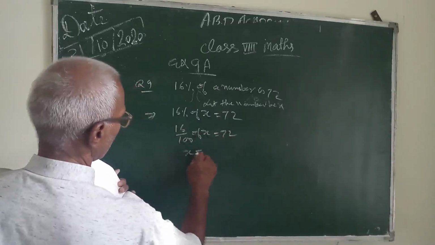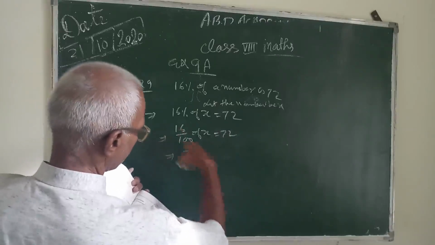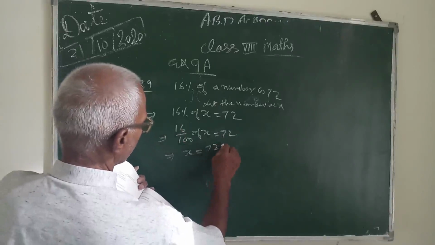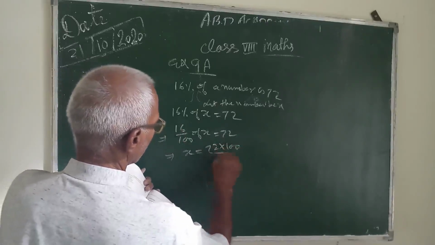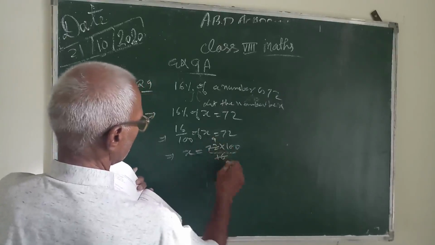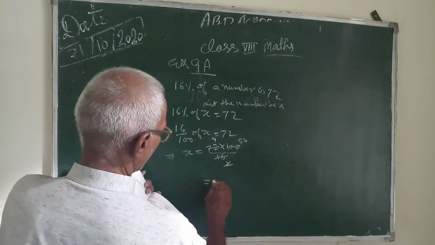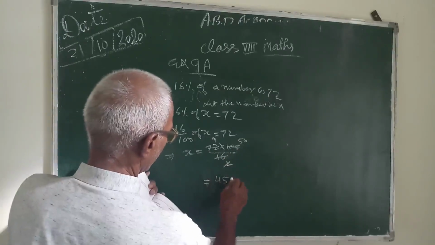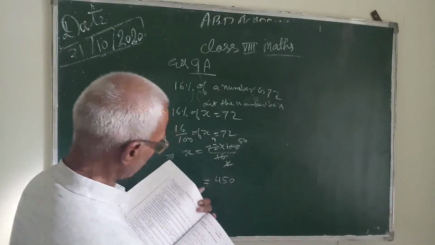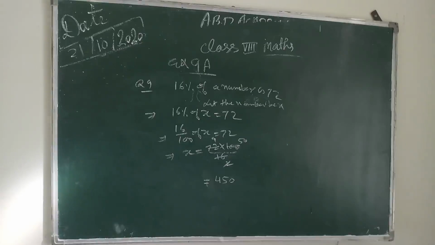Therefore, x will be equal to 72 into 100 upon 16. 100 will go up, 16 will come down. Cut it, 8 into 16, 8 nines are 72. By 2 it becomes 50. So it becomes 9 times 5, which is 45. 450 means the number is 450, whose 16% is 72. So it's very simple.